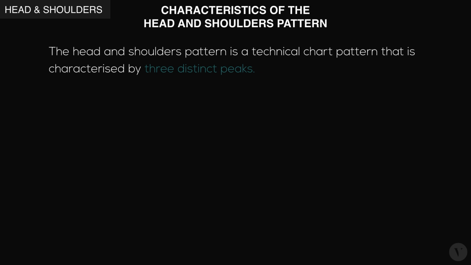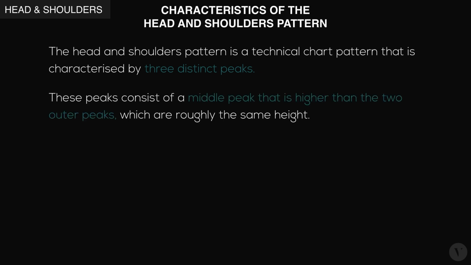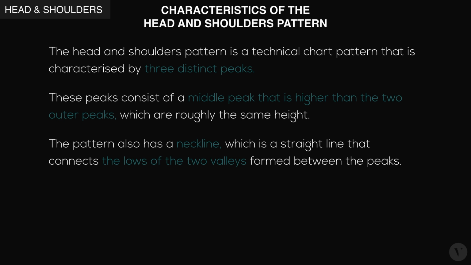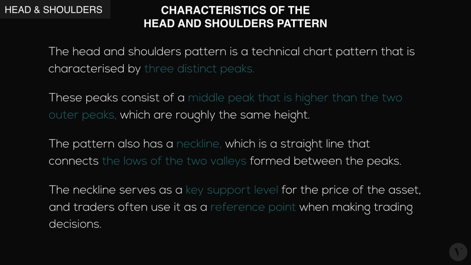So characteristics of the head and shoulders pattern. The head and shoulders pattern is a technical chart pattern that is characterized by 3 distinct peaks. These peaks consist of a middle peak that is higher than the 2 outer peaks, which are roughly the same height, okay? Not always, but roughly. The pattern also has a neckline, which is a straight line that connects the lows of the 2 valleys formed between the peaks. The neckline serves as a key support level for the price of the asset, and traders often use it as a reference point when making trading decisions.